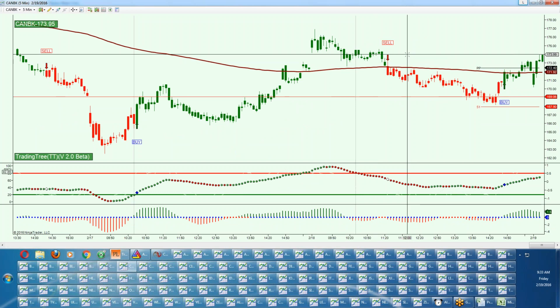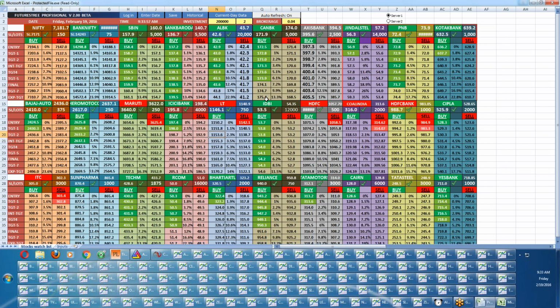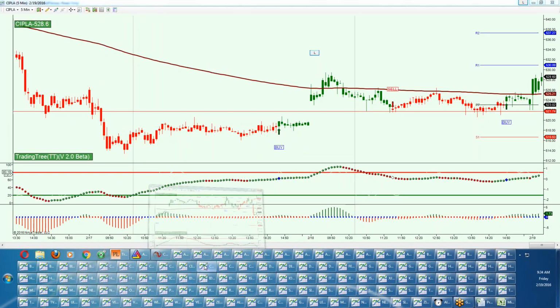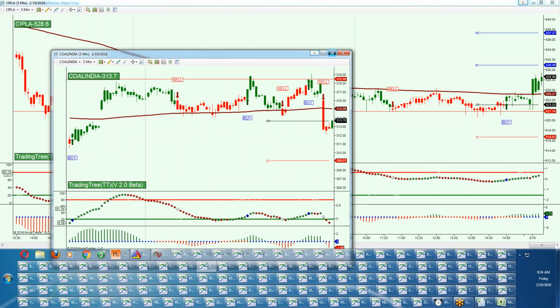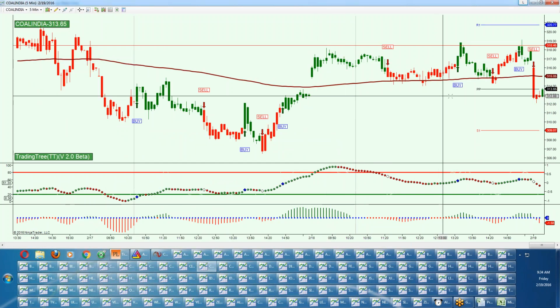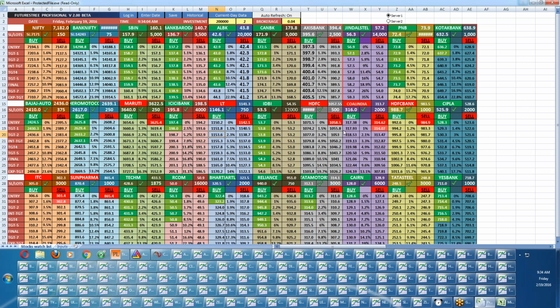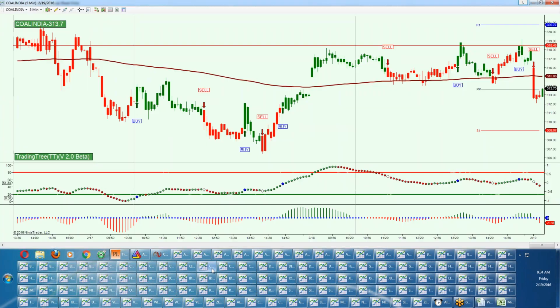Can Bank, you will still stay long on Can Bank. Coal India, it's better to exit. We have a sell call. It made its intermediate target. Since we know the trend here, it's moving upwards, so we can exit.